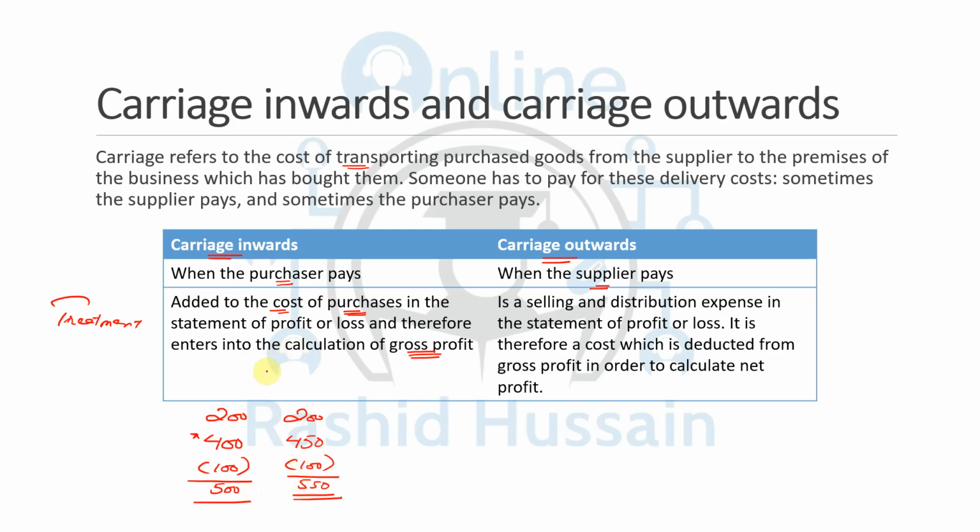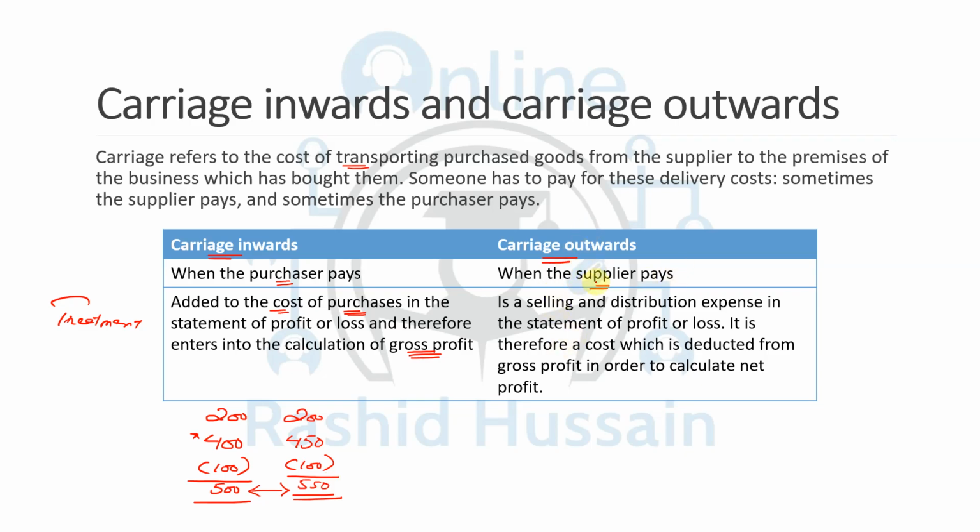If the carriage inward is not recorded or carriage inward is understated, then your cost of sales will be understated as well. So this is one of the important principles. You see, we did not include 50 in the 400 calculation, and you got the cost of sales at 500. When you included that within the cost of the purchase, your cost of sales is 550. So the difference between these two shows you that the cost of sales will be understated if you are not recording the carriage inwards.